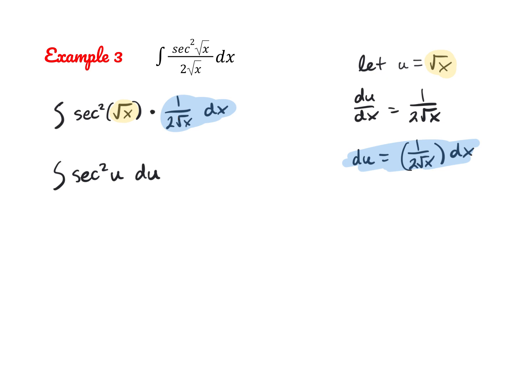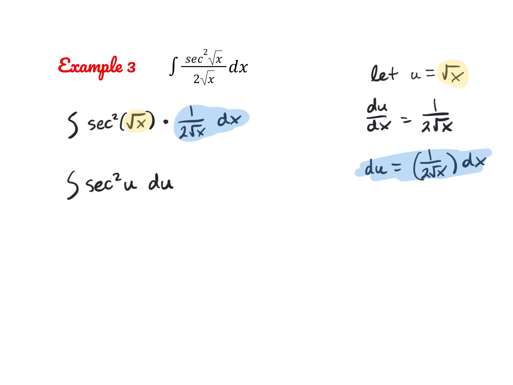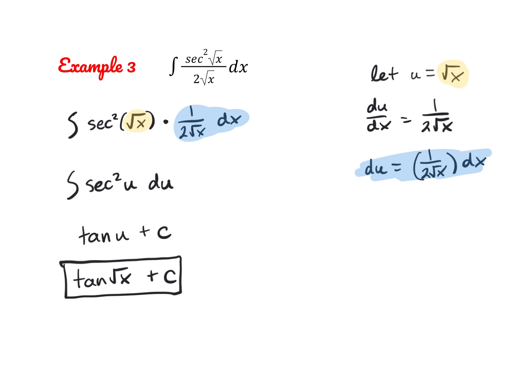And then this integral is much easier for us to find. All right, so we know that the antiderivative of secant squared is tangent. So we have the tangent of u, and then plus c, and then last we're going to substitute u back out. So the tangent of the square root of x plus c. And we are done.